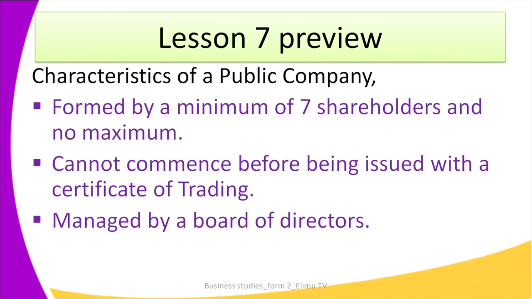So the characteristics include the following. One, it is formed by a minimum of 7 shareholders and no set maximum. The other characteristic of a public limited company is that it cannot commence its operations before being issued with a certificate of trading. Remember, when you were discussing public limited companies, I told you that it cannot commence its operation before it is issued with this particular certificate. That is the certificate of trading.